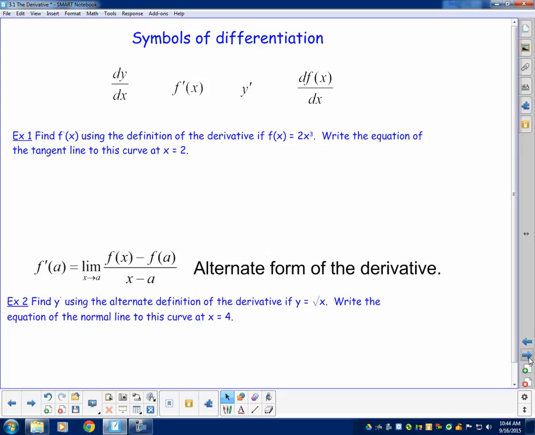Example 1 says find, that's kind of small, but that's find f prime of x. This whole unit is about finding the derivative. So find f prime of x using the definition of the derivative if f of x equals 2x cubed.